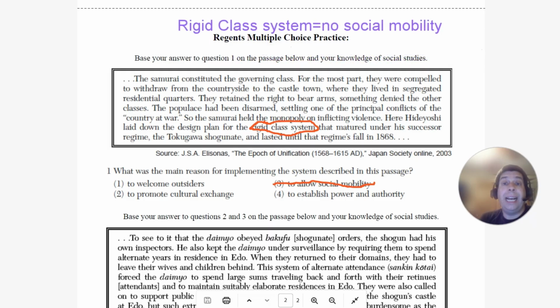If you go back to Global 9, the caste system was a good example of that. No social mobility. So therefore, 3 is wrong. But you needed to know that rigid class structure means no social mobility. So now you do.